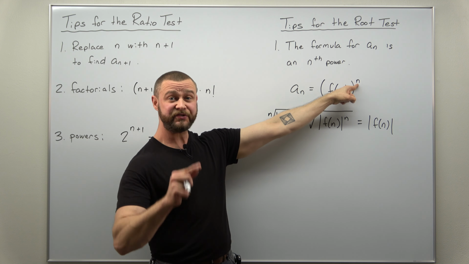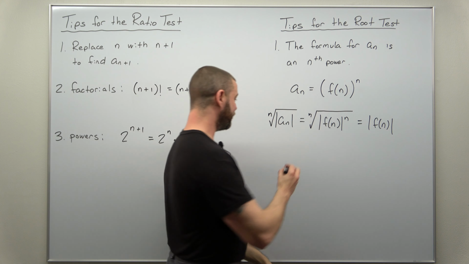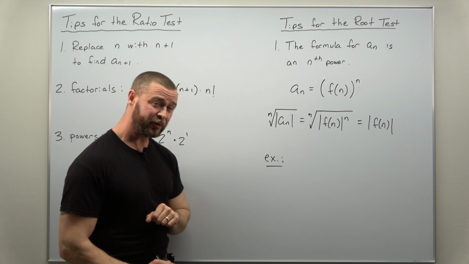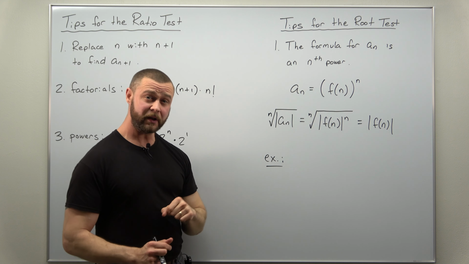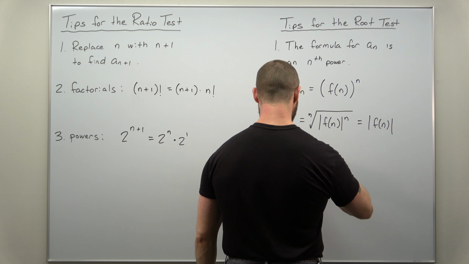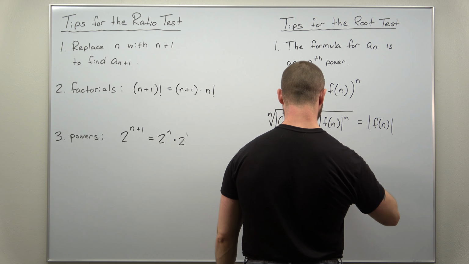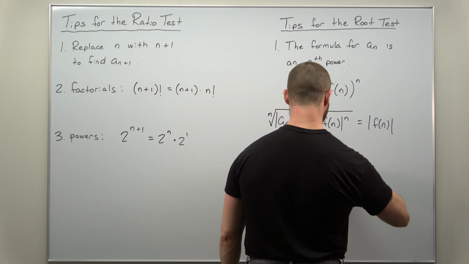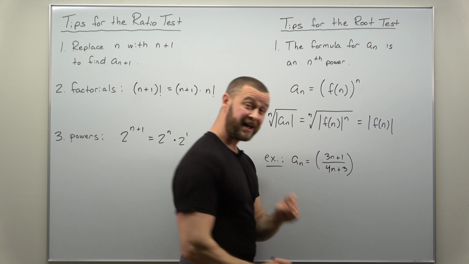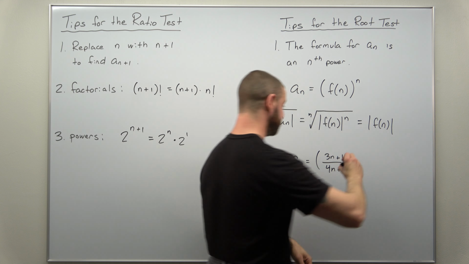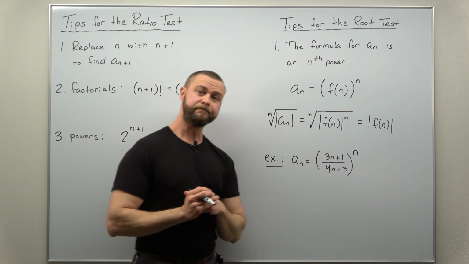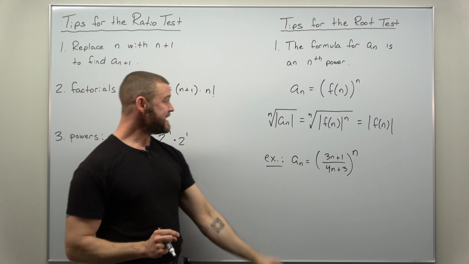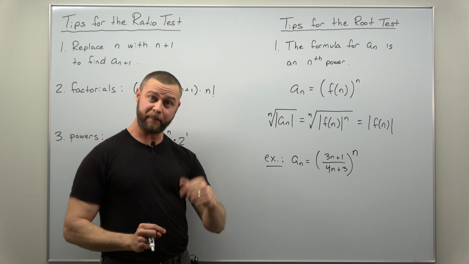If you have something raised to an nth power, one example of what that might look like, just to give a concrete example of a general term rather than a formula here. Let's say a sub n looks like 3n plus 1 divided by 4n plus 3, and all of that is raised to the nth power. All right, and again here, the key thing is that nth power, take the nth root of that, and that will basically cancel out.